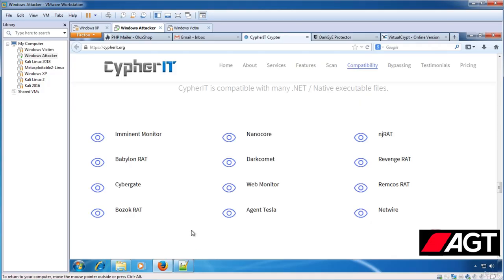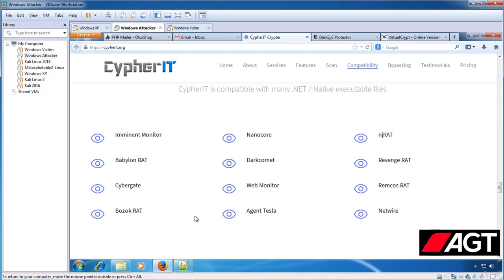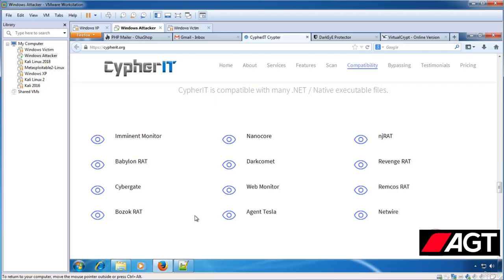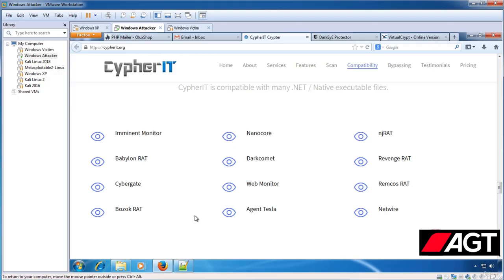So next, the cryptors. The cryptor which I showed you, cryptors are not a constant thing. Whatever cryptor is good today, maybe it could go bad after a month. So maybe after a month you have to again look for cryptors.